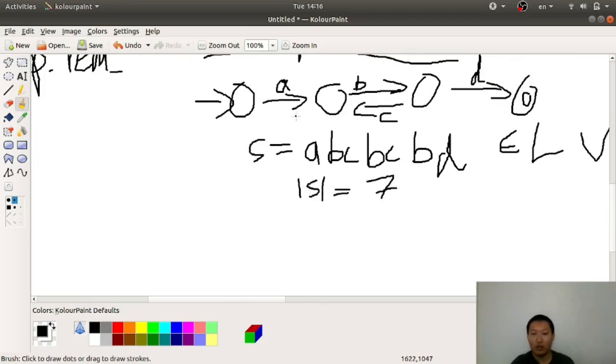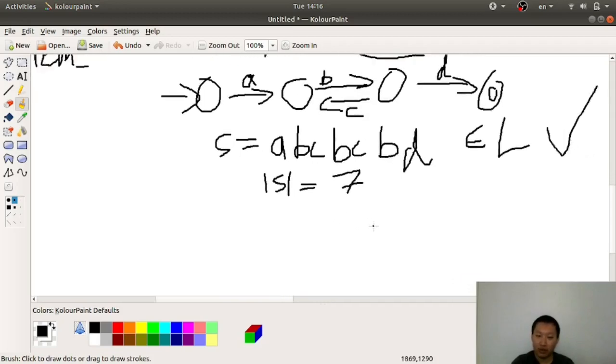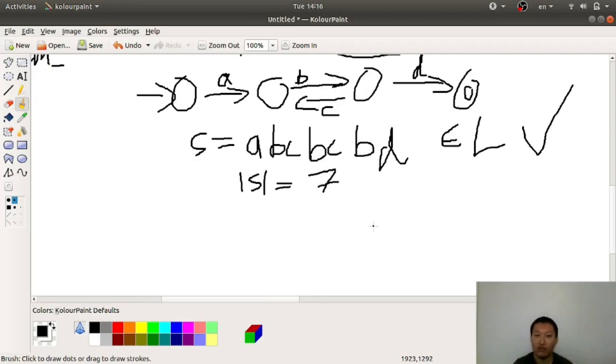But there are only 4 states in our automaton. So therefore, when we ran S through the flowchart, we must have visited at least one state more than once. And that means there must be some sort of loop. So you can see right here, our loop is right here. You can go BC, BC, BC, and you can do this an infinite number of times. So, since 7 is greater than 4, there must have been some sort of repeated state, and that means there must be some sort of loop inside of our automaton. Okay, so that's the idea.